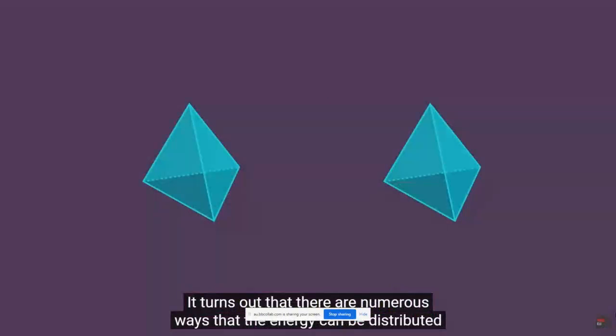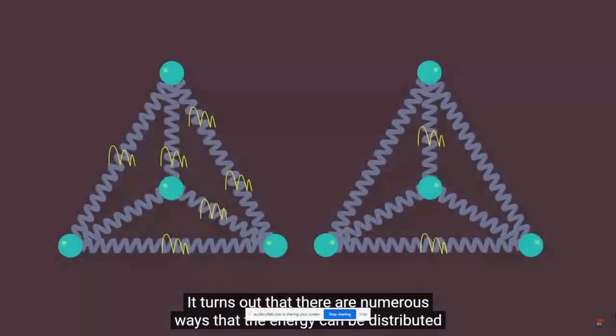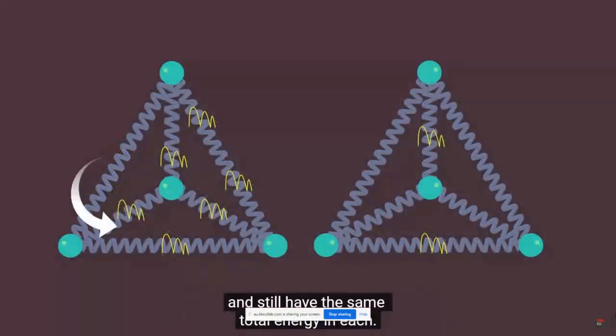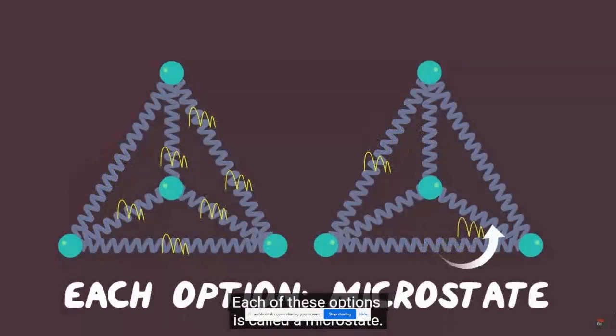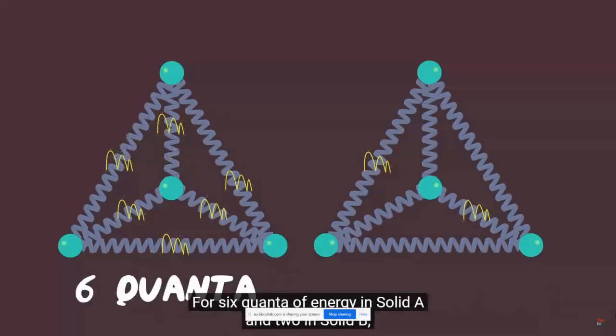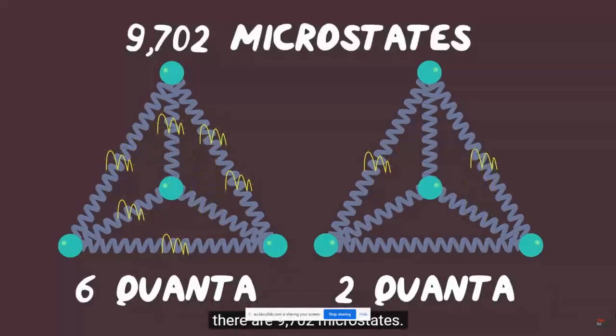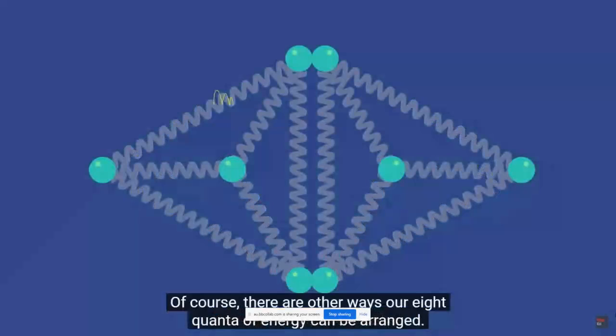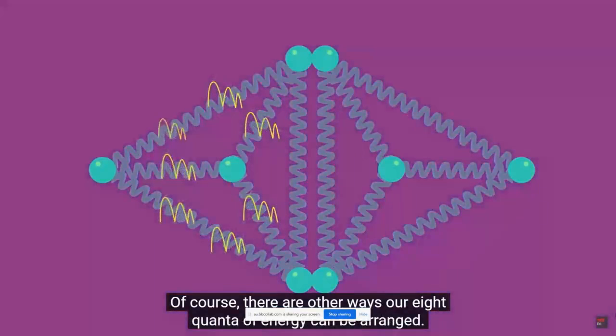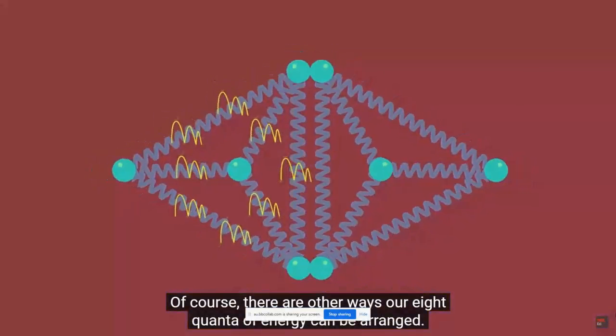It turns out that there are numerous ways that the energy can be distributed in the two solids and still have the same total energy in each. Each of these options is called a microstate. For 6 quanta of energy in solid A and 2 in solid B, there are 9,702 microstates. Of course, there are other ways our 8 quanta of energy can be arranged.